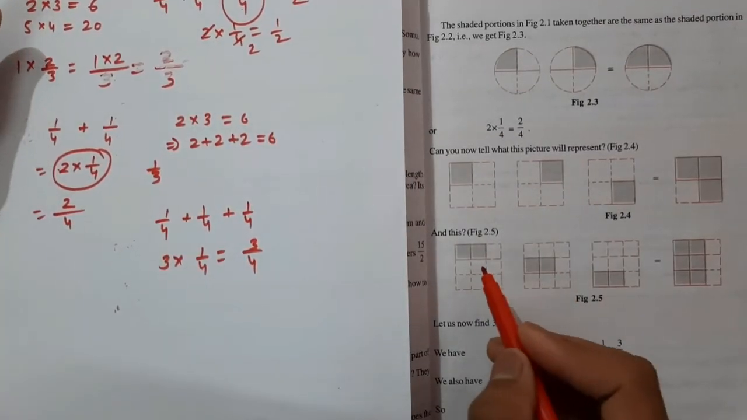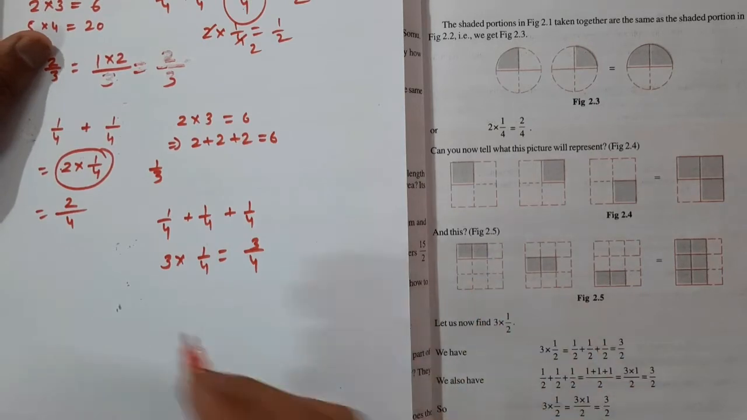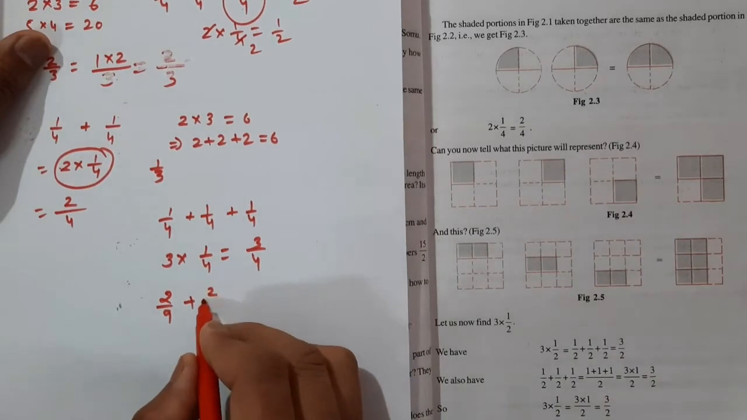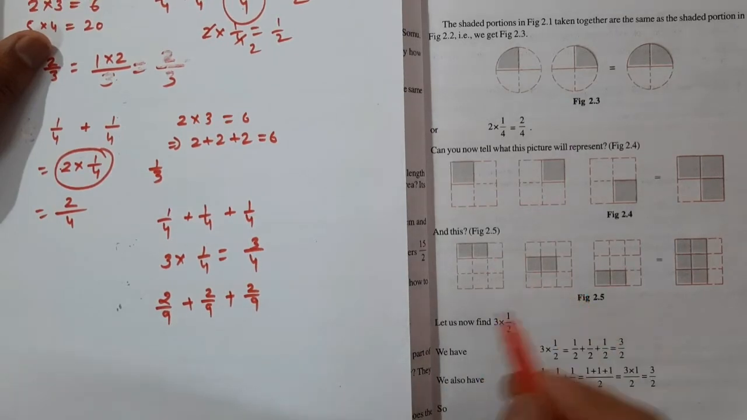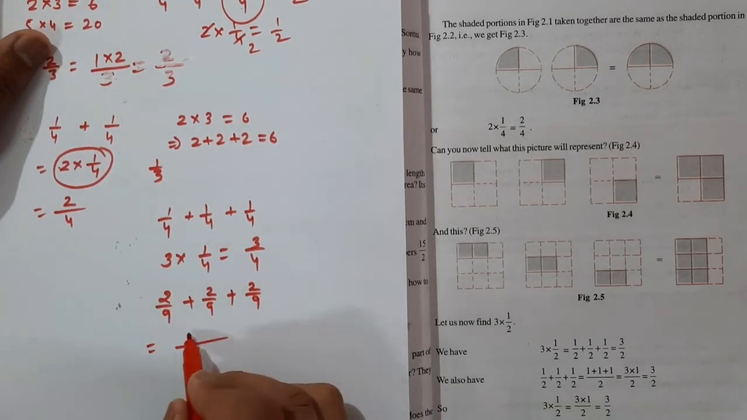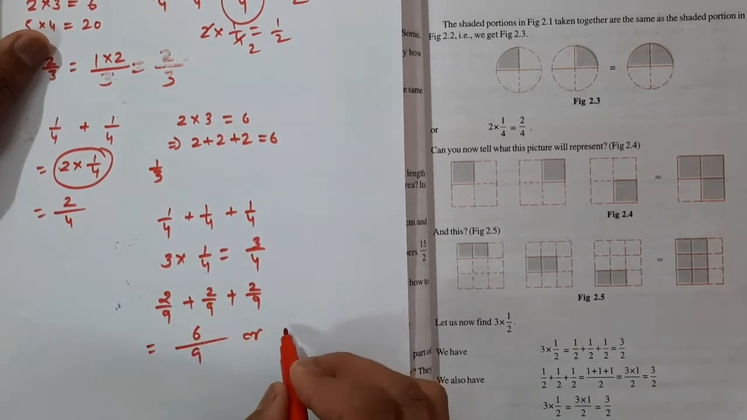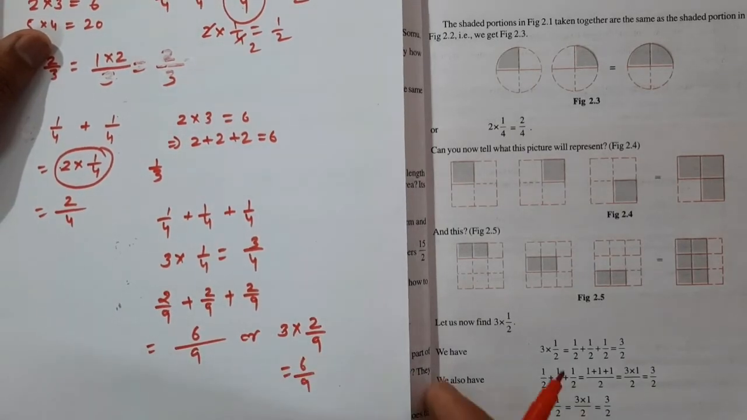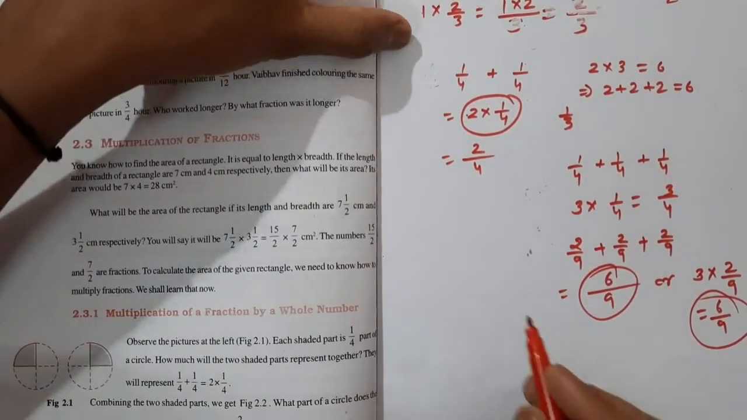In this example, total circles are 9 and the fraction of shaded portion is 2 upon 9 plus this one 2 upon 9 plus this one 2 upon 9. Here 2 upon 9 कितने टाइम है? 3 टाइम. So 2 plus 2 plus 2 is 6 upon 9, or 2 upon 9 three times. So we can write as 3 into 2 upon 9. 3 into 2 is 6 upon 9. So both are same.